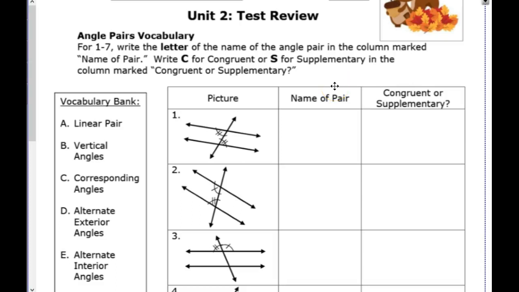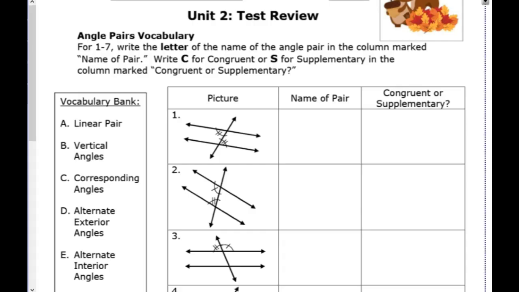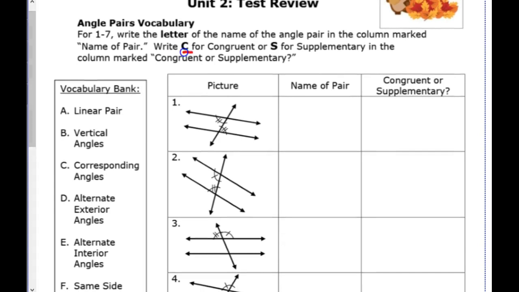Alright, so we got a review for this test. You have to know these for your test. Have to. Okay. First let's calibrate, I guess. Okay. So, you got to tell me the name of the pair and congruent or supplementary using C or S.